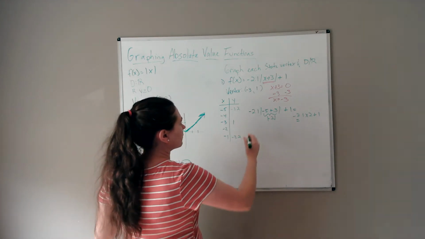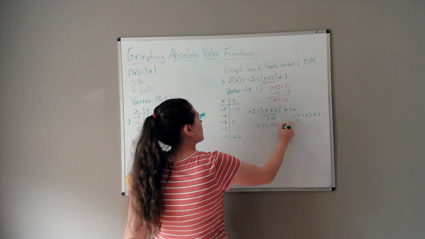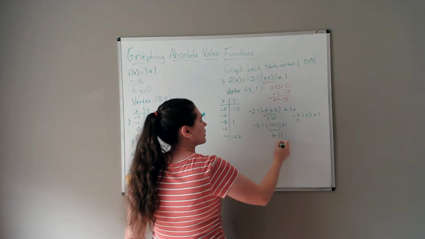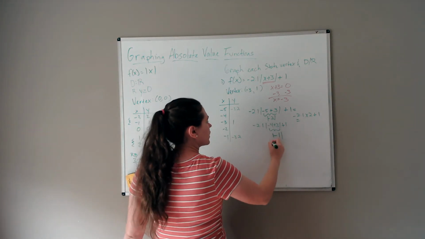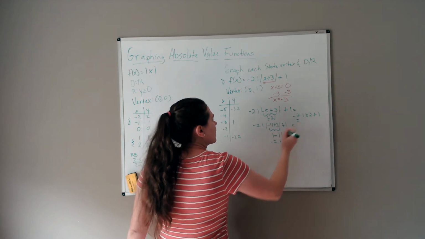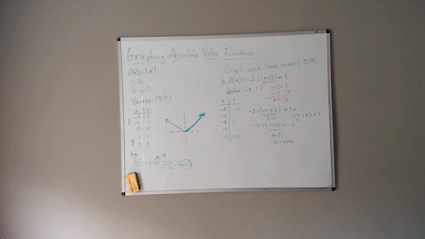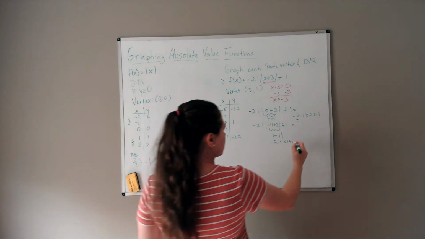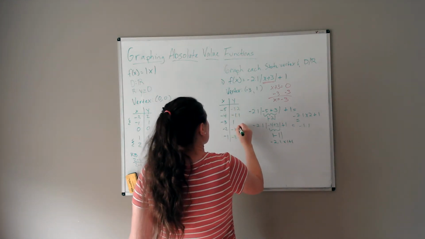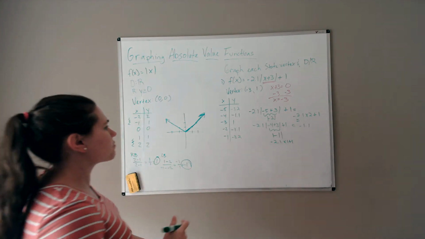And -4, plug that in. Okay, evaluate the absolute value of -4 plus 3, which is -1, that's 1, so this is going to be -2.1 times 1 plus 1. And so that is going to give us -2.1 plus 1, which is -1.1. Okay, so we've got our 5 points.